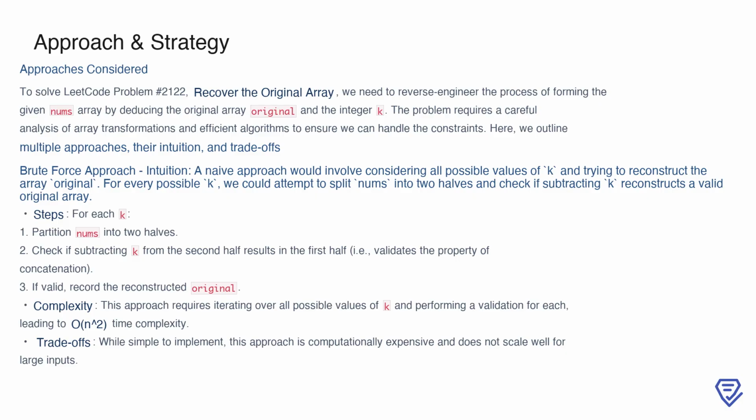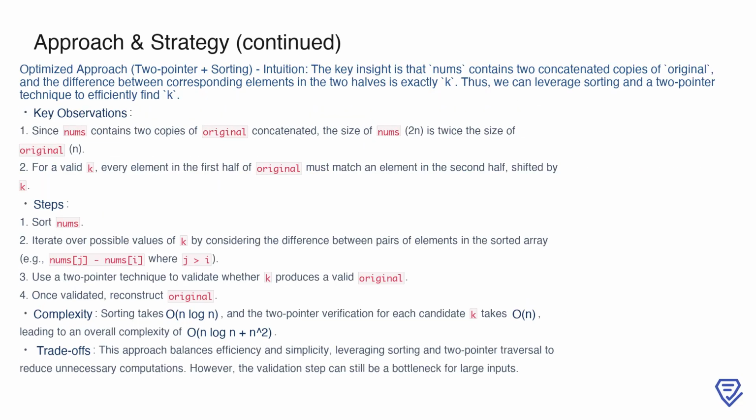However, this method has a significant drawback. It requires iterating over all possible values of k and performing a validation check for each, resulting in a time complexity of n squared. While this approach is straightforward to implement, it is not computationally efficient and struggles to handle large inputs effectively. Now, let's explore a more optimized strategy using sorting and the two-pointer technique.